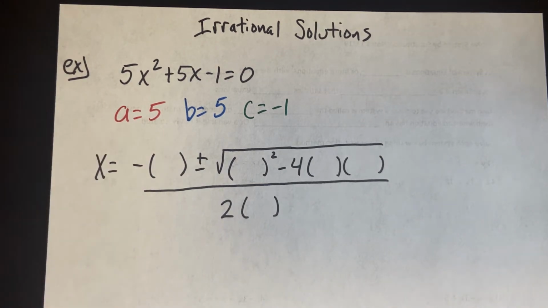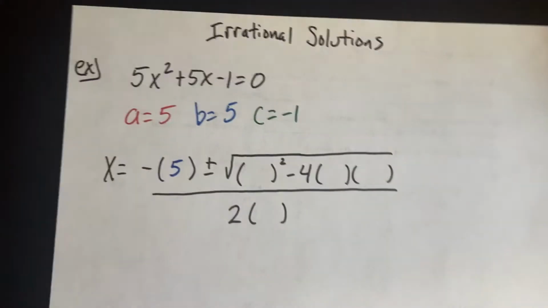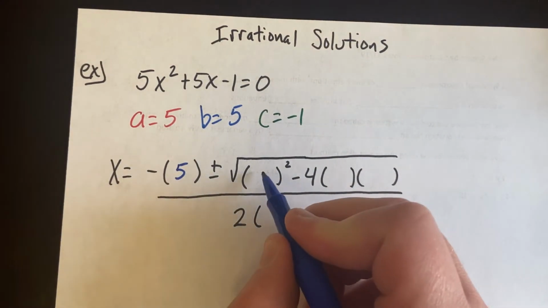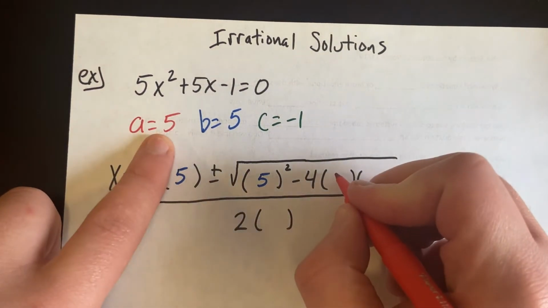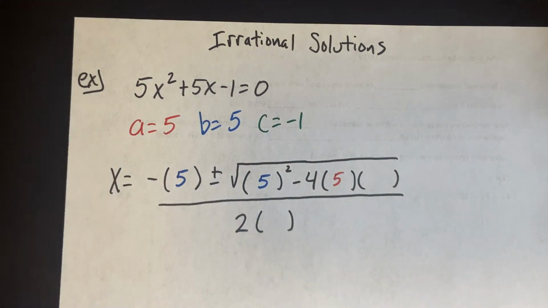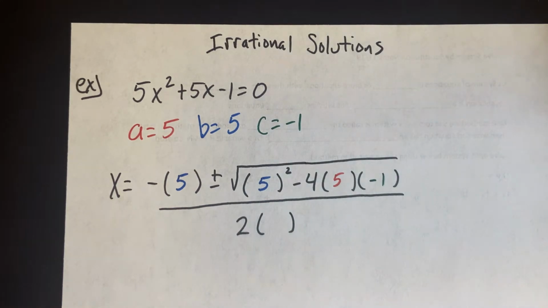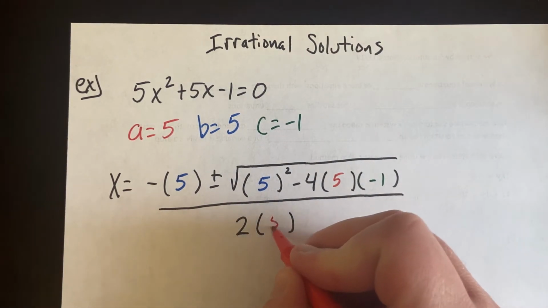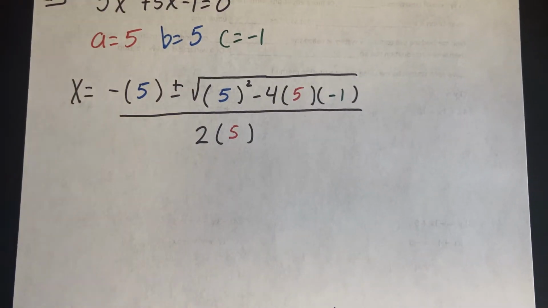So here we go. x is equal to the negative b value. My b value is 5, plus or minus the square root of b squared, which, my b value again was 5, minus 4 times a. My a value is 5, times c. c is negative 1, and all being divided by 2 times a, and again, the a value was 5. Okay, so nothing different, and the next step is not going to be anything different here.